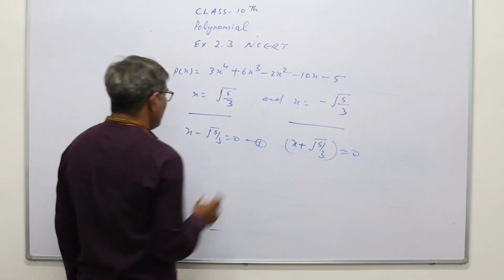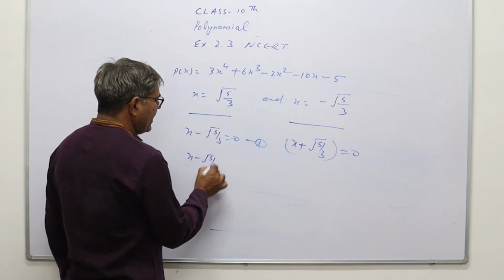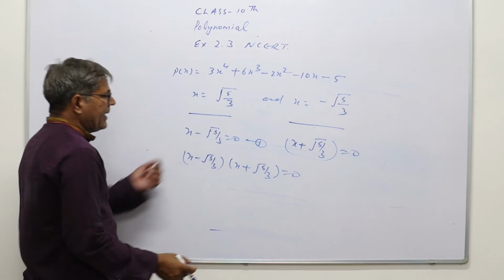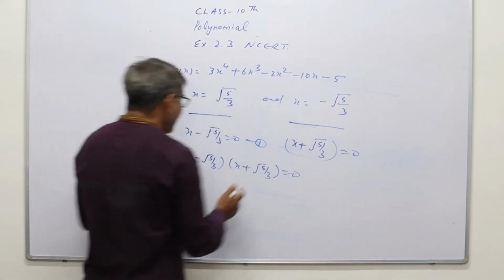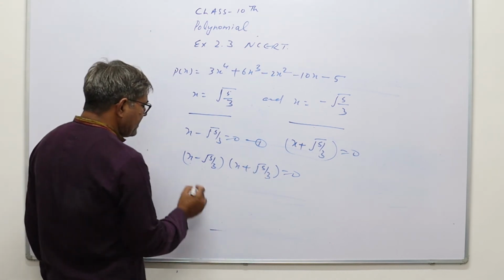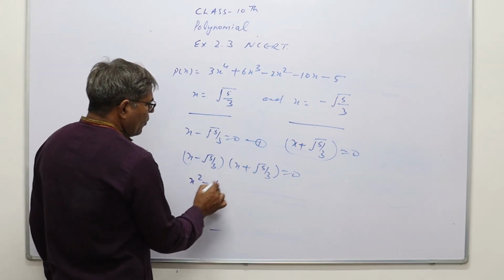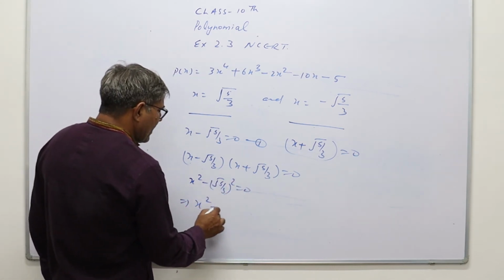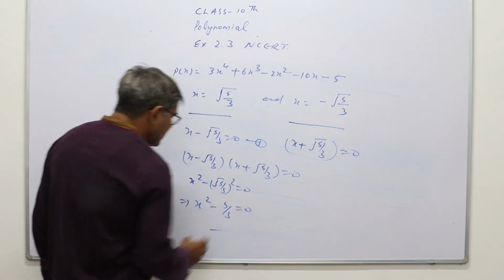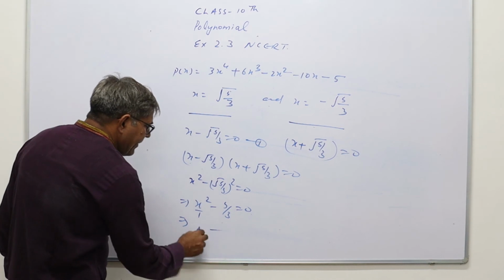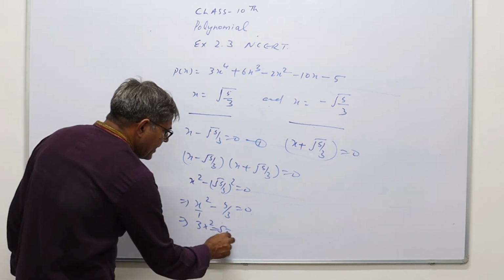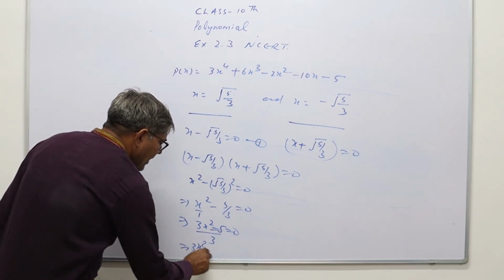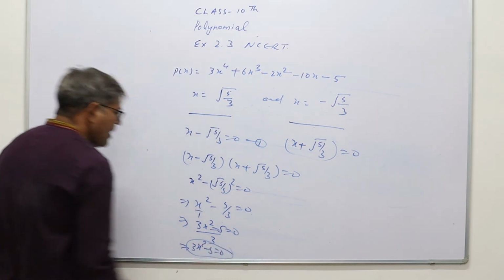So multiplying these two factors, x minus root 5 by 3 into x plus root 5 by 3 equals 0. Here, a minus b into a plus b, so x square minus (root 5 by 3) whole square equals 0. This implies x square minus 5 by 3 equals 0. Taking LCM, 3x square minus 5 whole upon 3 equals 0, which implies 3x square minus 5 equals 0 will be the one factor.